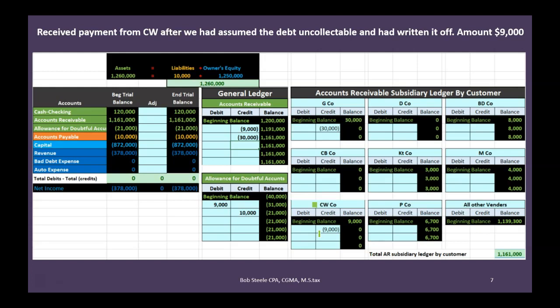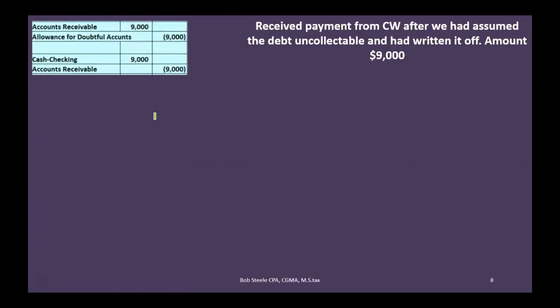And in this case, we're going to say, well, let's reverse what we did last time as of today. We're not going to go back in time and do it. We're going to say as of today, we're going to reverse the prior journal entry, putting this customer back in good standing on the subsidiary ledger, and then we'll do the normal transaction, which would be to debit cash and credit receivable. So that would look like this.